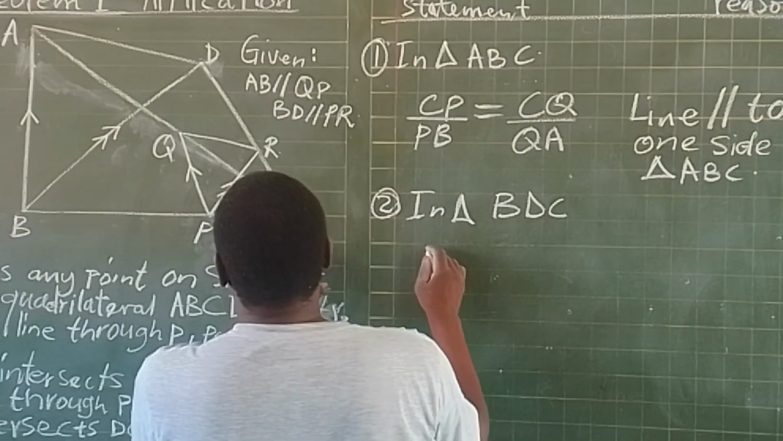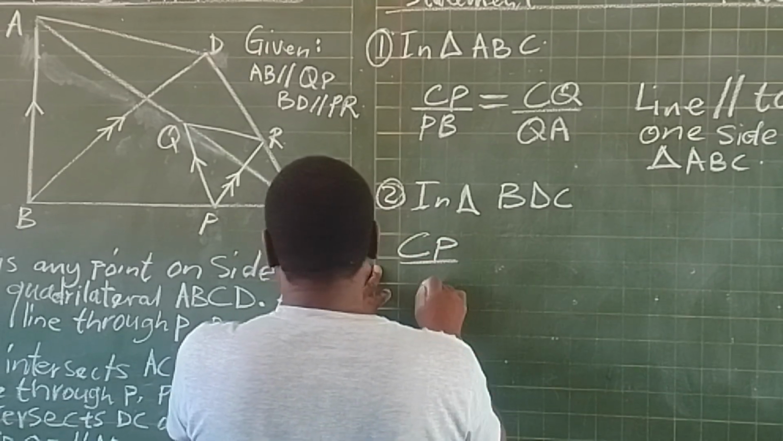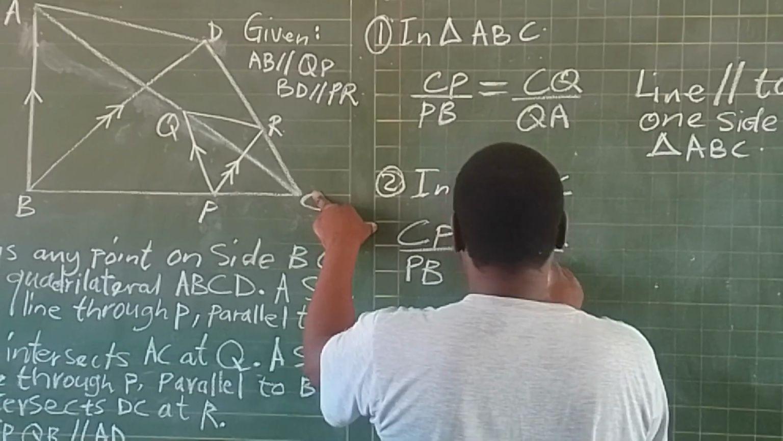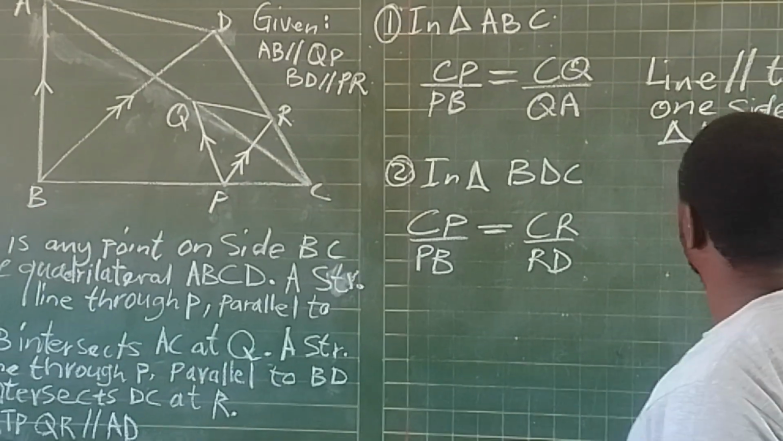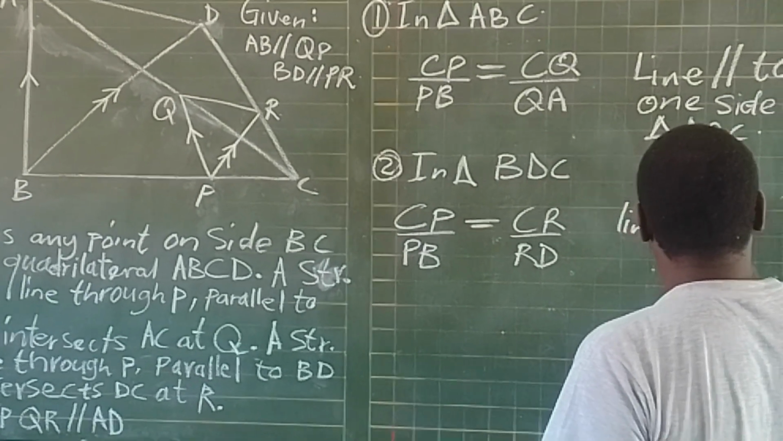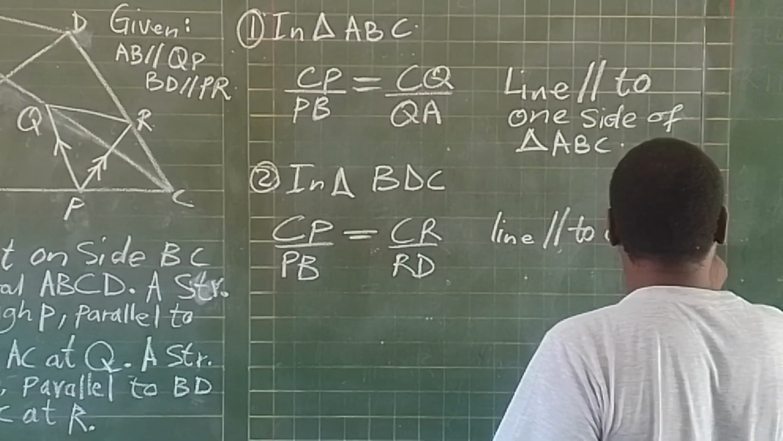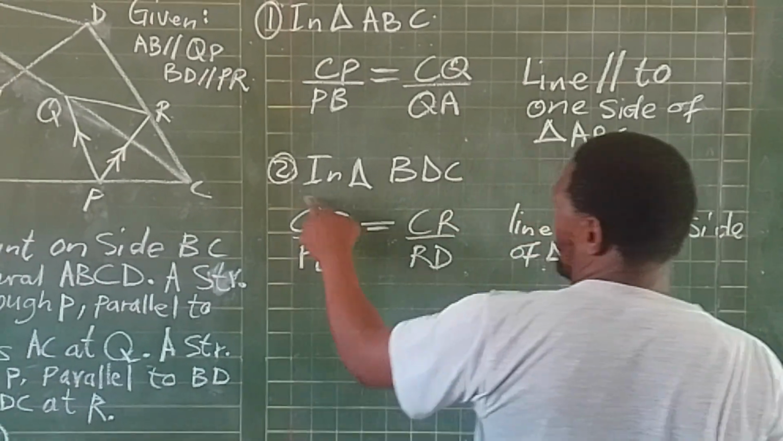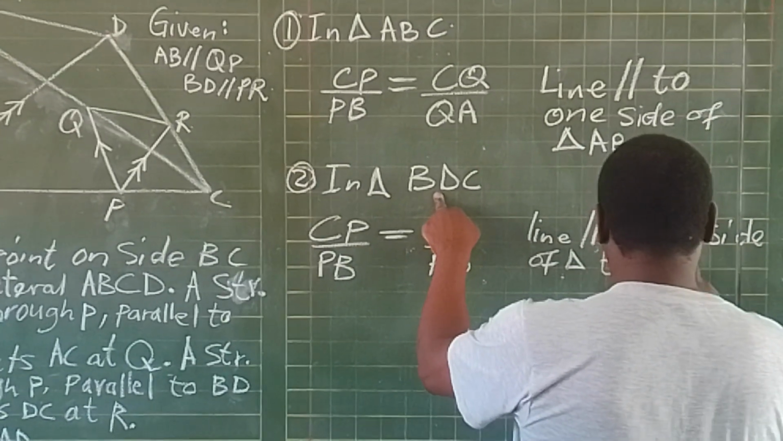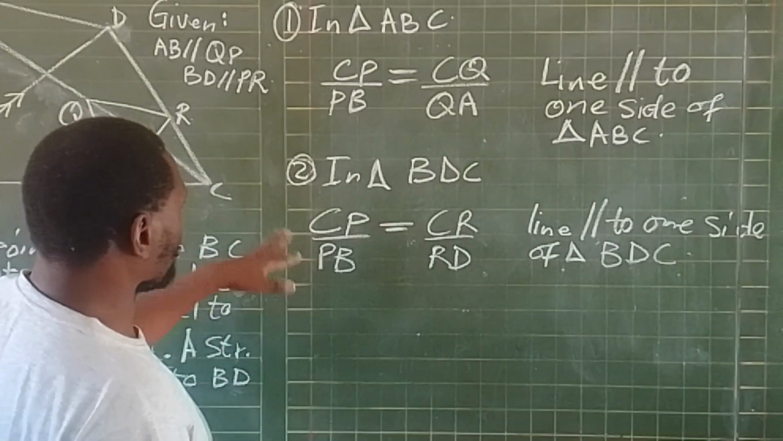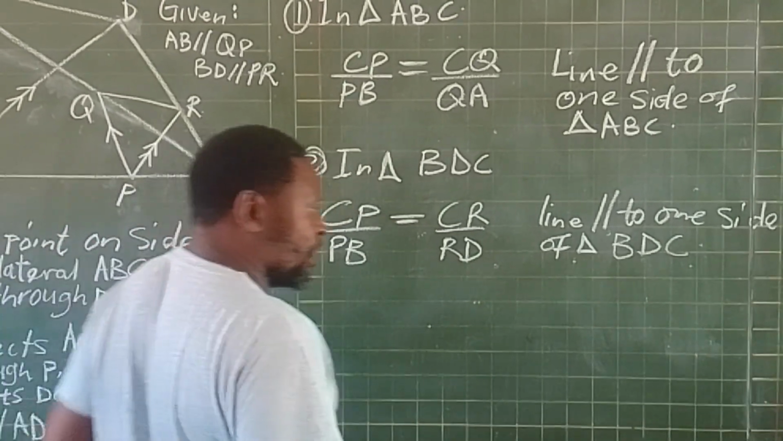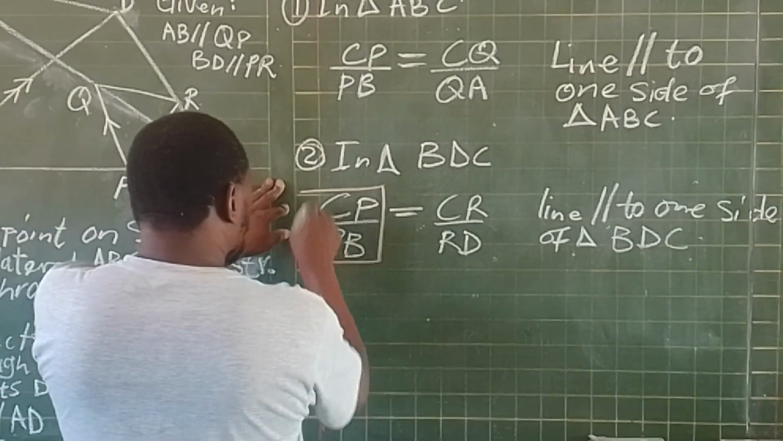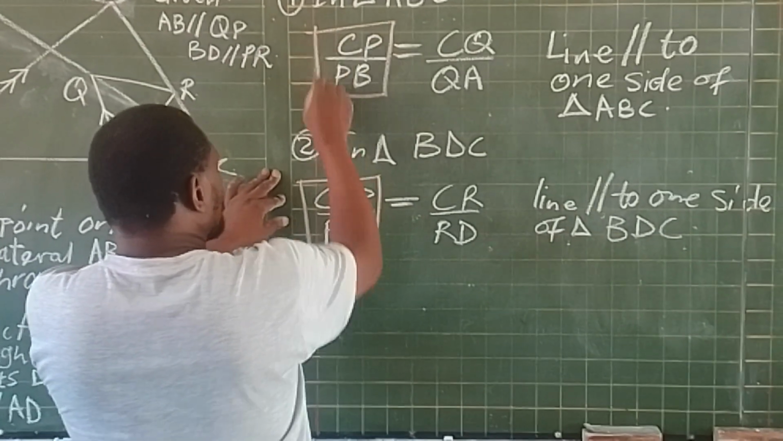We can conclude by saying that CP over PB is equal to CR over RD. What is that reason? It's line parallel to one side of triangle BDC. We are being specific in this case. Therefore, we can see that we have a common ratio here. This ratio is common to this one. CP over PB is common.